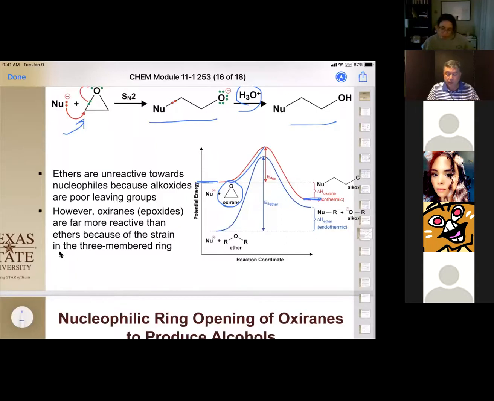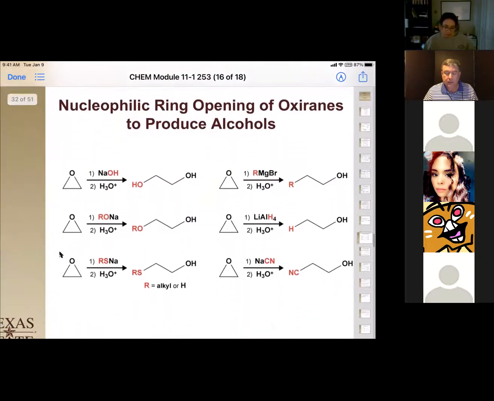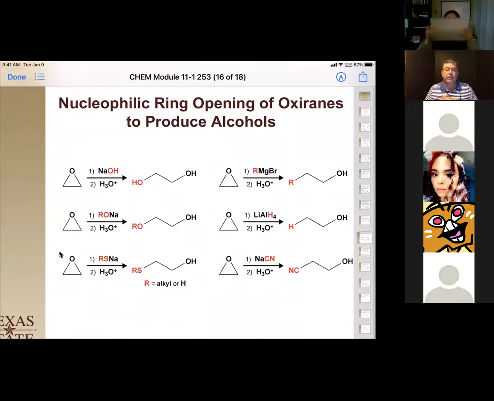However, when ethers are attacked by a nucleophile, they would have to form an alkoxide and a new material, and those tend to actually be endothermic reactions. There's more stored energy in those alkoxide and that new material. Therefore, the reaction does not go forward. So the only thing that makes this ether react is ring strain. It is a very, very useful reagent because we can make a wide variety of substrates from this.